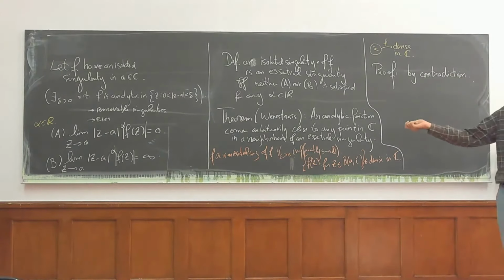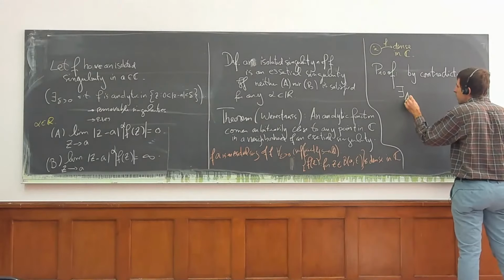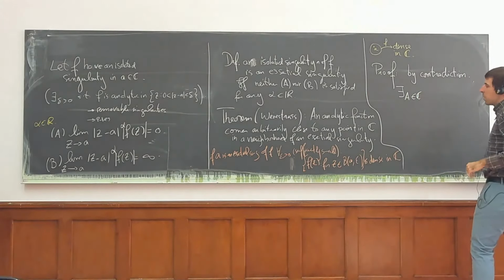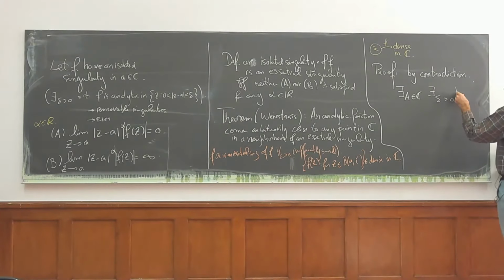Let's say that this wasn't true and the image wasn't dense. Then there must exist A in C such that you don't come arbitrarily close to it. So there must also exist some delta bigger than 0 such that for all Z in the neighborhood around A, |f(Z) - A| needs to be bigger than delta. I'm writing it like this just because I don't want to keep track of the other epsilon, because it really is not needed. Okay?